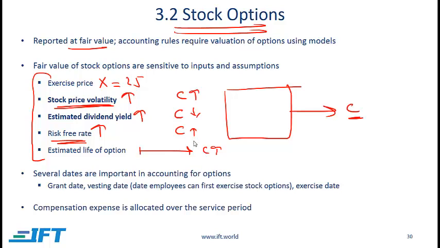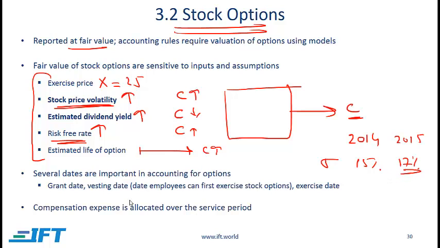From an exam point of view, you might see something like this: in 2014, a company assumed a volatility of 15%, and then in 2015, the assumed volatility goes up from 15% to 17%. What will happen to the estimated option price? And the answer here would be that if this volatility number is going up, that means that the option price is going up. In other words, the expense is going to be higher.